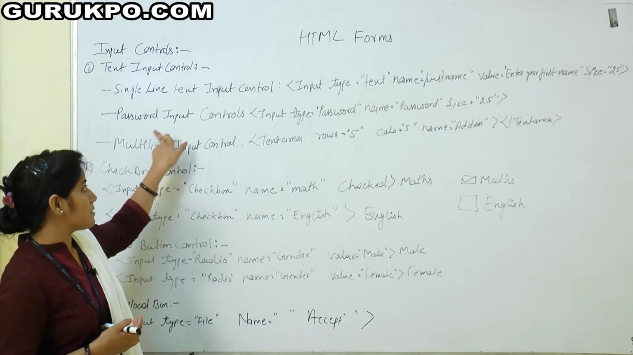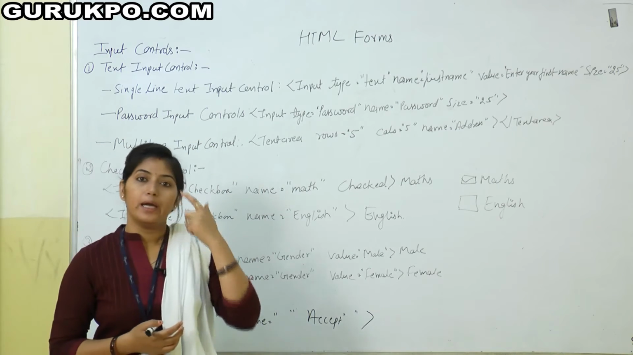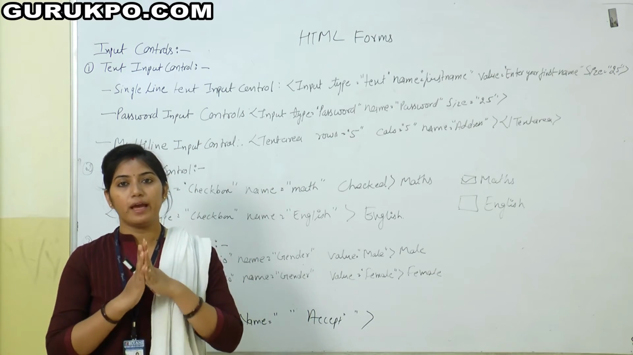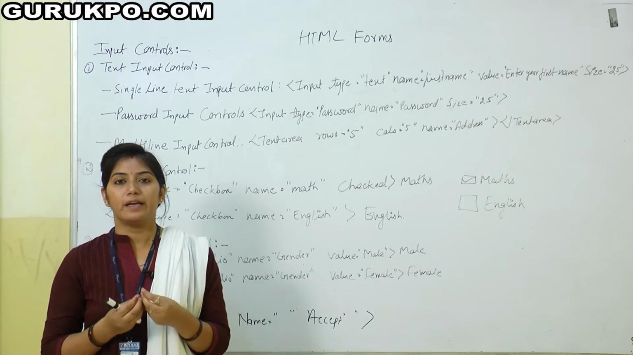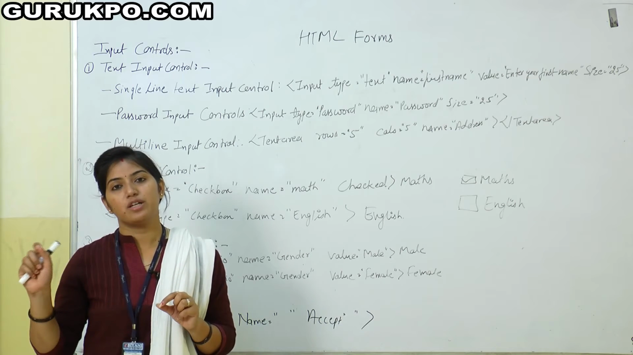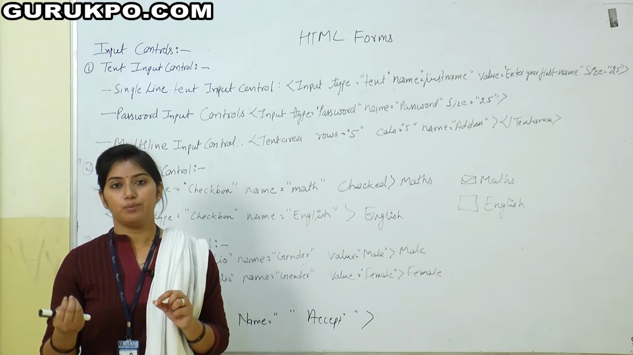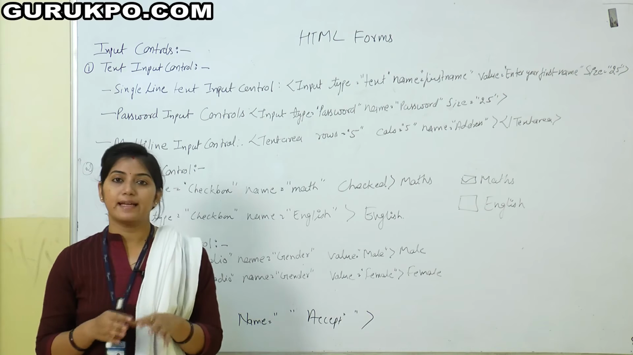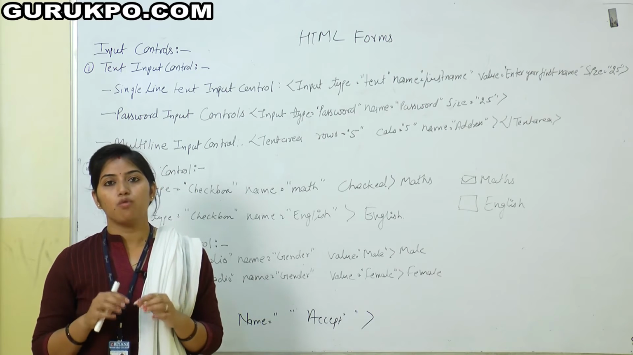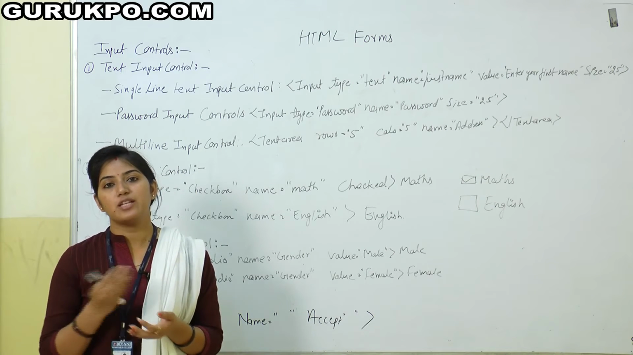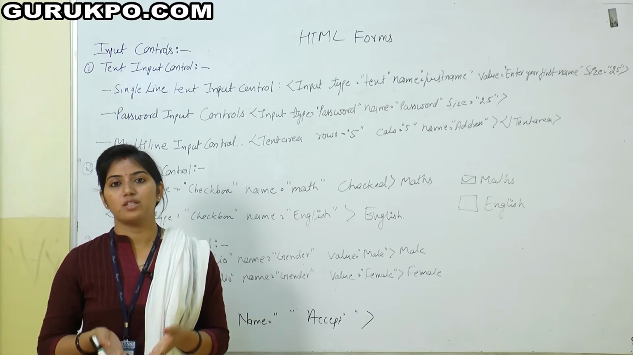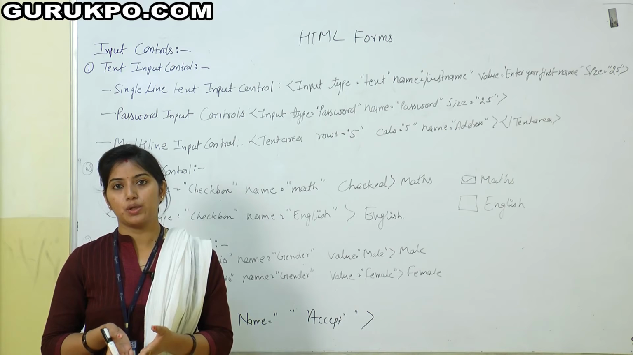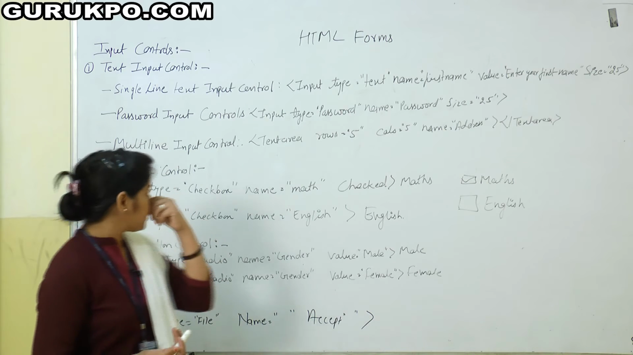Then second one is password input control. In password input control, whatever value we enter will not be shown to the user, it will show the patterns which we define to show in the password input. So the password does not show what we are inputting, it will be changed into patterns. It can be star, hash, whichever pattern is used to show the output.